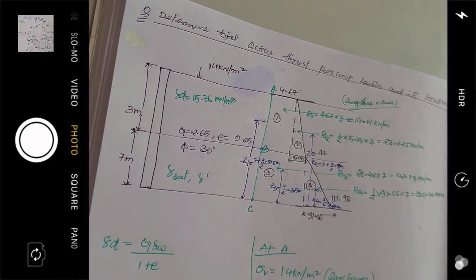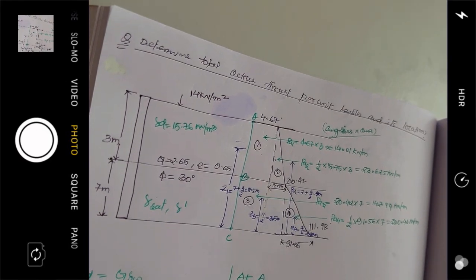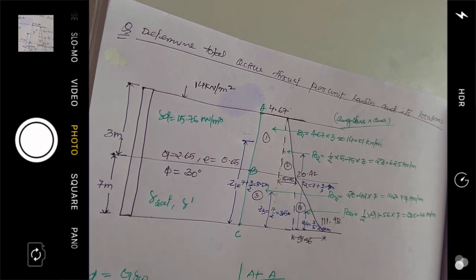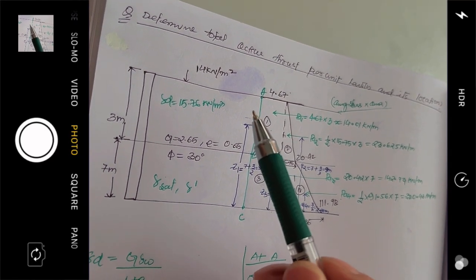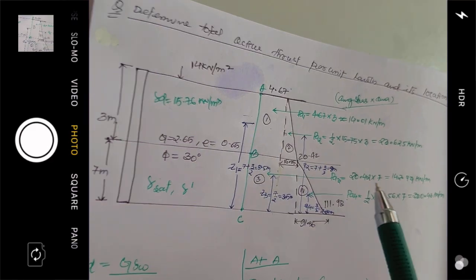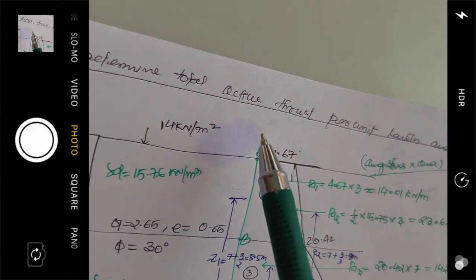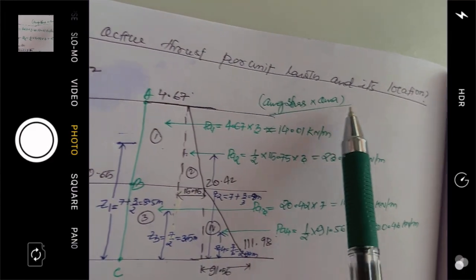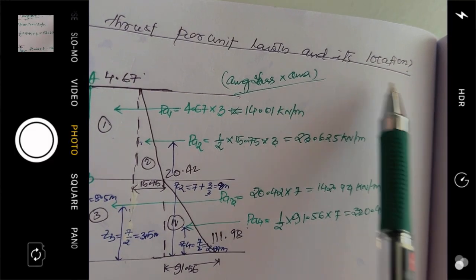Let's not waste the time. So I'm here to solve one problem from earth pressure, soil mechanics. Determine the total active stress per unit length of its location.